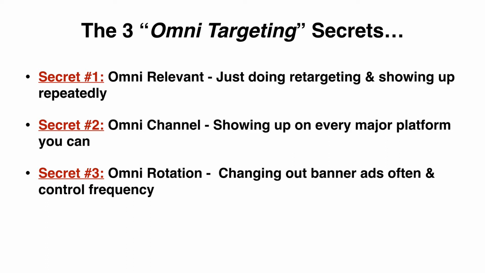Secret number 2 is about being omni-channel, right? Showing up on all the major platforms, YouTube and Instagram and Facebook, right? Display networks like Google Display Network and Traffic Fuel. Like, we want to show up on every major platform that we can. And remember that halo effect that can happen through the Google Display Network with us showing up on sites like ESPN and using other display networks, showing up on weather.com and all those examples that I walked you through. And then secret number 3 is about omni-rotation, and that's all about changing out banner ads often so that we don't have banner blindness and controlling frequency, and instead showing lots of different ads, right?